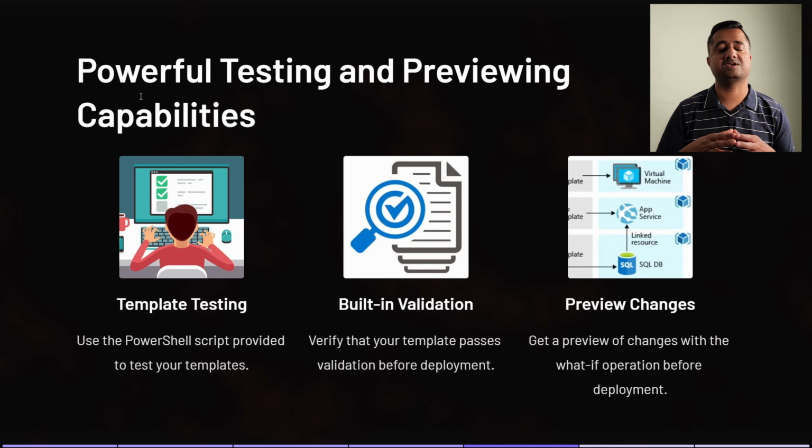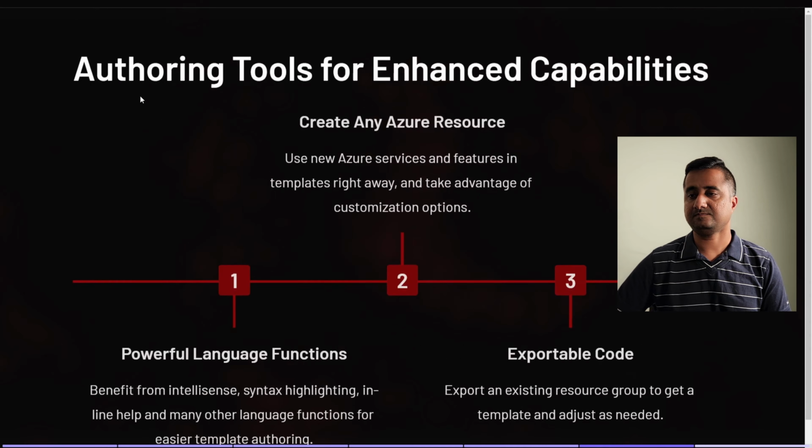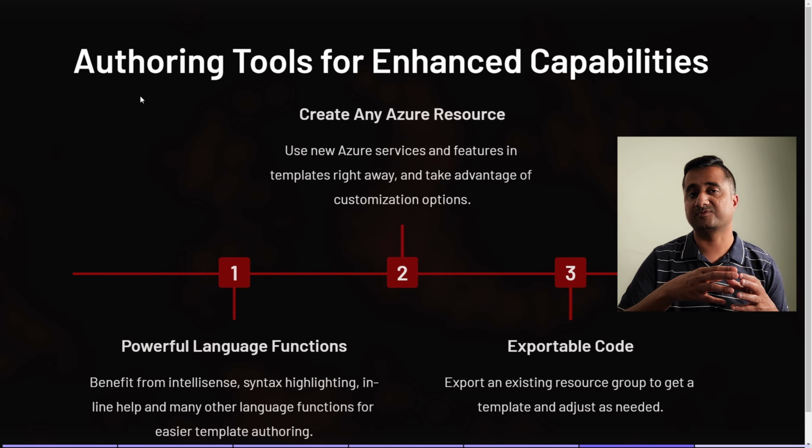The powerful testing and preview capability. So here you're doing the template testing. So whenever you're building the templates, there are certain PowerShell scripts that could help you test the template when you're building it. And then you can also do a built-in validation. So automatically Azure will validate before you're trying to do anything with the resource manager. So when you give the resource, when you're trying to create, it will just check before even going and deploying anything. And you can also do the preview changes, the what-if, all this happens before the deployment.